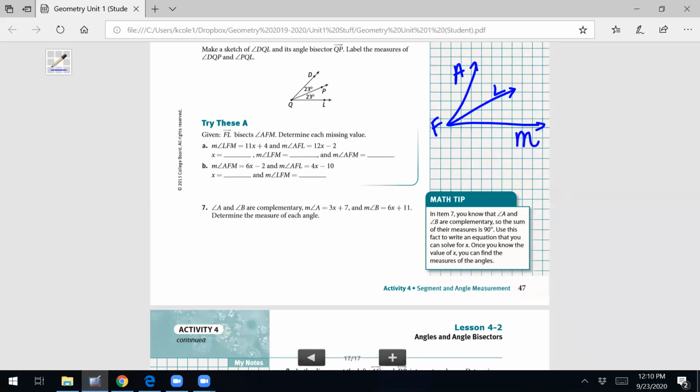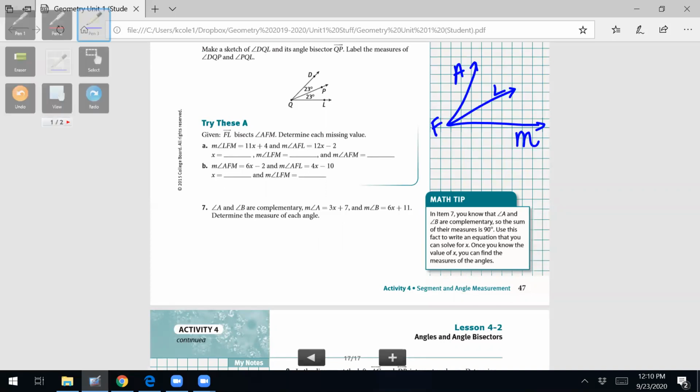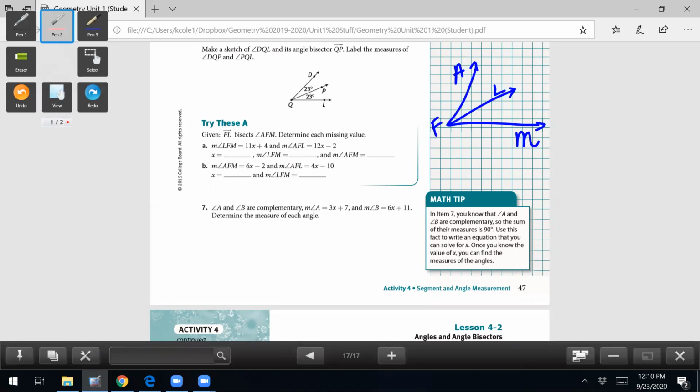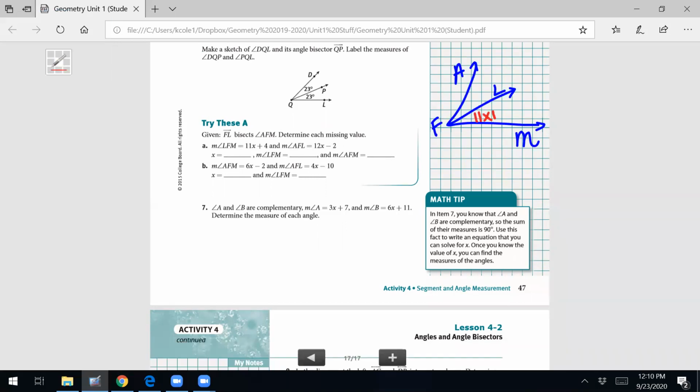Now, it says that LFM is 11x plus 4. LFM is this one. So 11x plus 4. And then AFL is 12x minus 2. What do you know about those two things? They are equal to one another. So I just take those two things and set them equal to each other. We know they are equal because it says that this is a bisector.